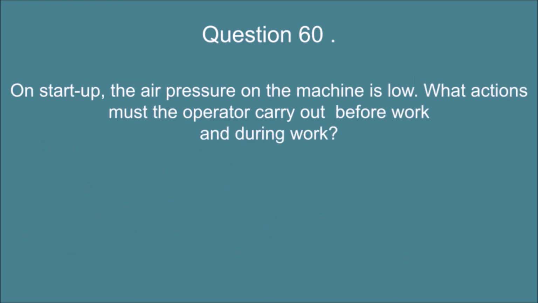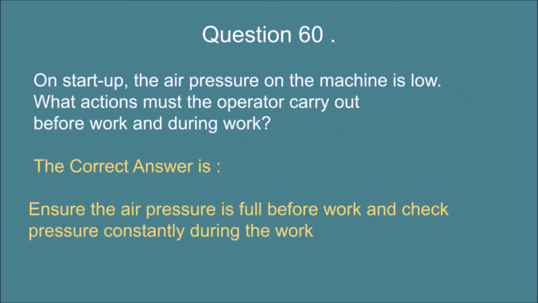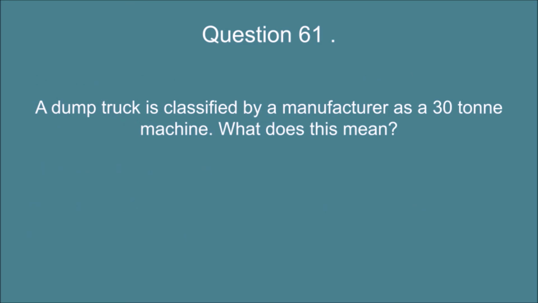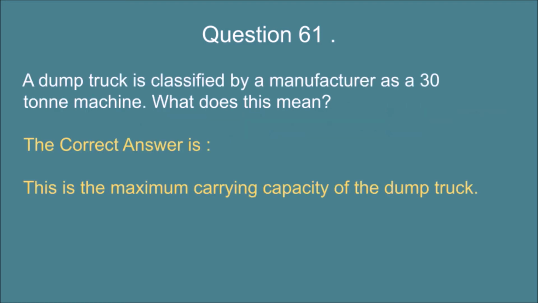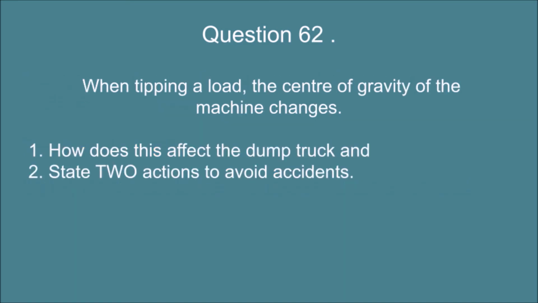Question 60. On startup, the air pressure on the machine is low. What actions must the operator carry out before work and during work? The correct answer is, ensure the air pressure is full before work and check pressure constantly during the work. Question 61. A dump truck is classified by a manufacturer as a 30-ton machine. What does this mean? The correct answer is, this is the maximum carrying capacity of the dump truck.